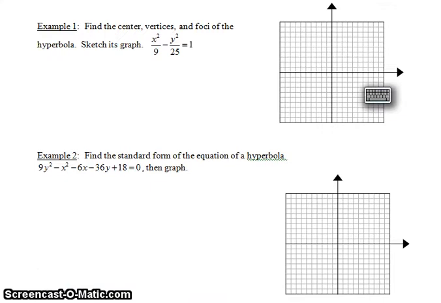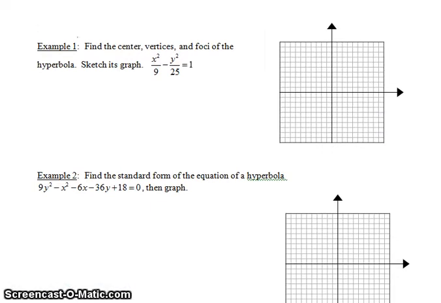Okay, so let's scroll down here and do example number 1. Here we need to find all the things for the hyperbola and sketch its graph. We know it's a hyperbola because there's a minus sign in the middle. The ellipse and the circle were pluses. The x squared term comes first, which tells you that the transverse axis is going to be horizontal. If the y squared came first, then the transverse axis would be vertical.